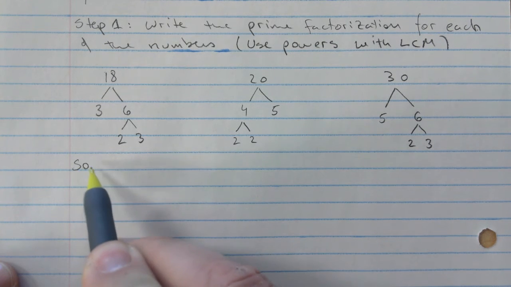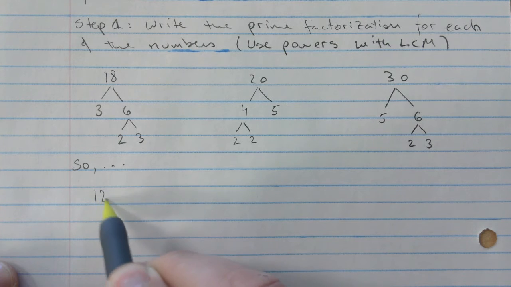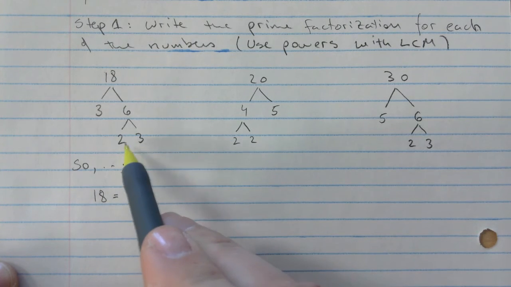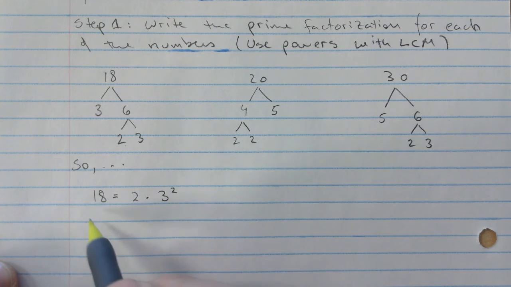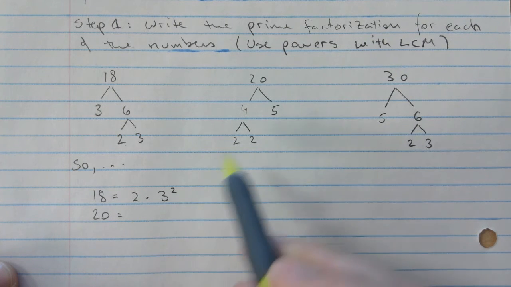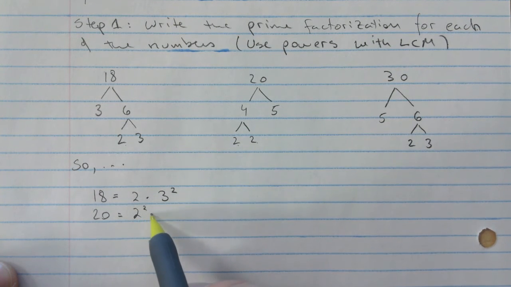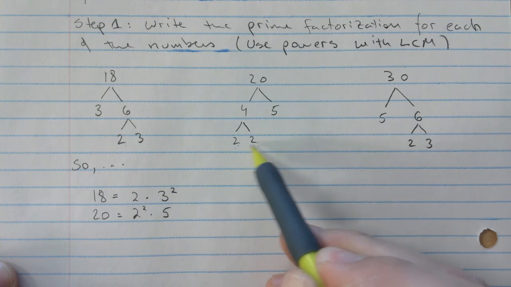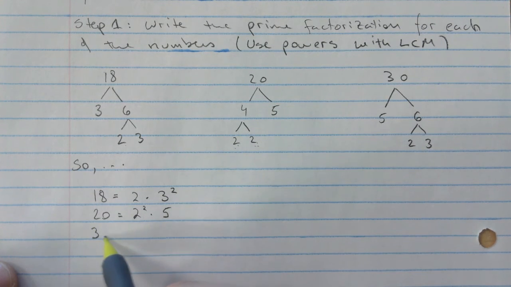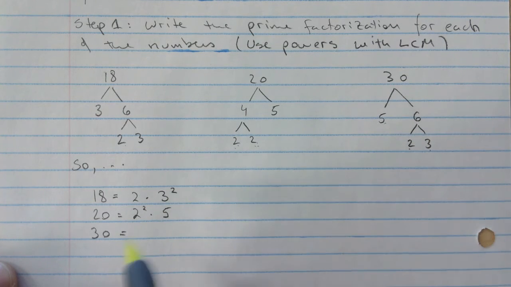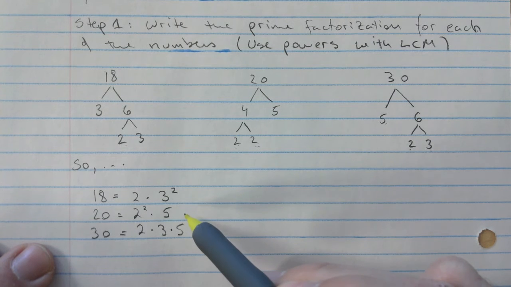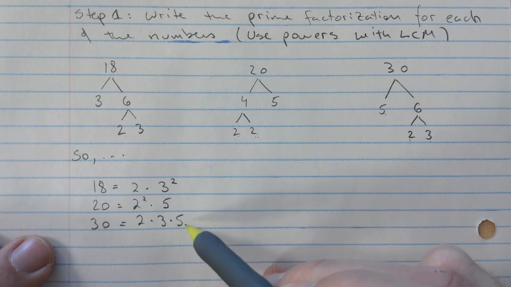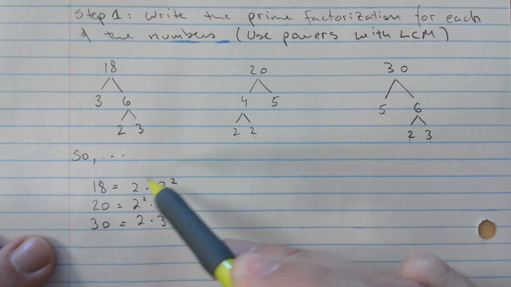And so we get this, right? 18 is equal to 2 times 3 squared. Okay. 20 is equal to 2 squared times 5, right? Because there's 2 squared times 5. 30 is 2 times 3 times 5. So we first find the prime factors, then write each number as the prime factorization of it using the power form.